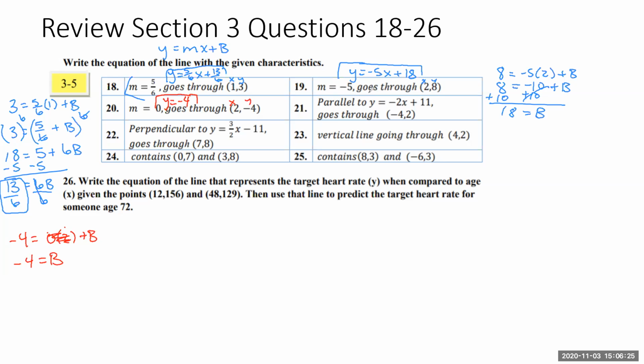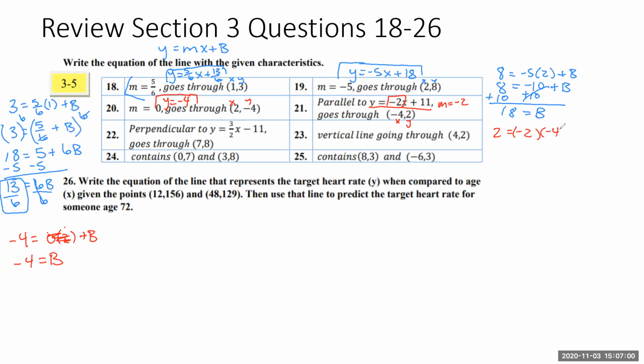Coming over to 21. So we're looking for the line that is parallel to that line there, which has a slope of -2, and then goes through (-4, 2). So remember that with parallel lines, the slope has to be the same. So in this case, the m is still going to be -2 because it needs to be the same as the other equation to be parallel. So then we're just going to fill in what we know. So we know that y is 2. The m is -2 because of parallel lines.